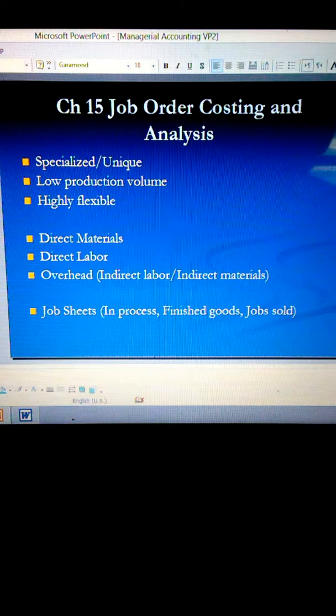Direct materials and direct labor are easy to account for and assigned to specific jobs by use of materials requisitions and timesheets. Overhead, which consists of indirect materials and labor, is based on a predetermined overhead rate, generally figured by direct labor hours or machine hours. Job cost sheets for jobs in process, finished goods, and jobs sold make up subsidiary records controlled by general ledger accounts. This is also helpful in determining a price for services.